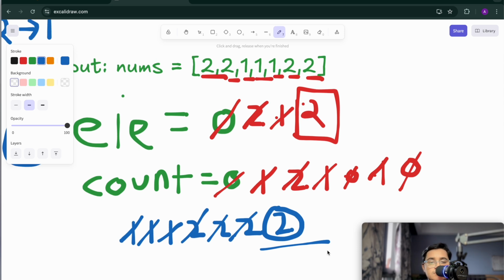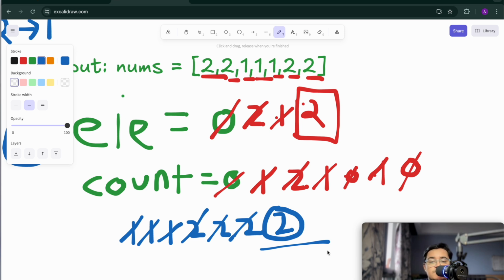If it still doesn't make sense, you can maybe search it up at ChatGPT, so it could give you a better explanation if I am unclear in my explanation at all. But this is the logic. We are essentially canceling out elements, and the element that remains in the end would be our element that appears the majority number of times.